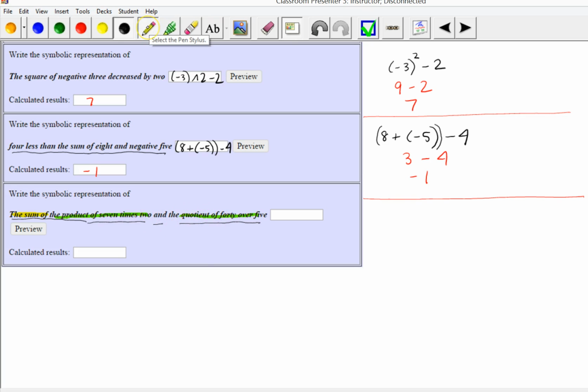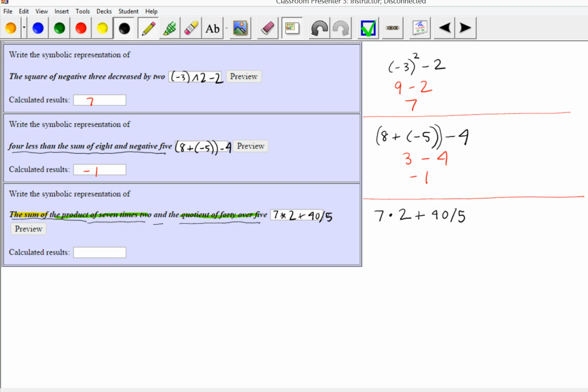So first let's write the product of 7 times 2. Well, that will be 7 times 2. And then we want to add that to the quotient of 40 over 5. So 40 divided by 5. Okay. So now, this would go here. Put your asterisk for multiplication. Put your backslash for division.